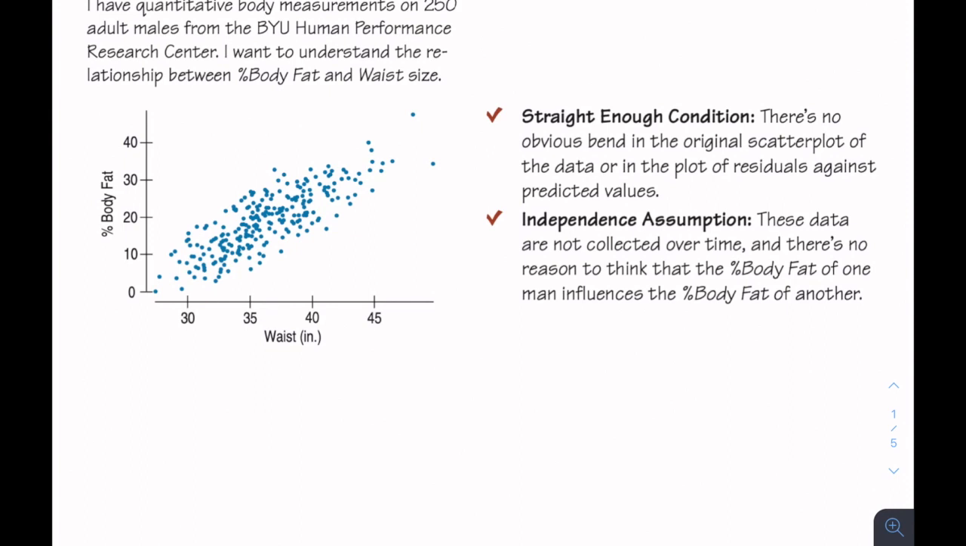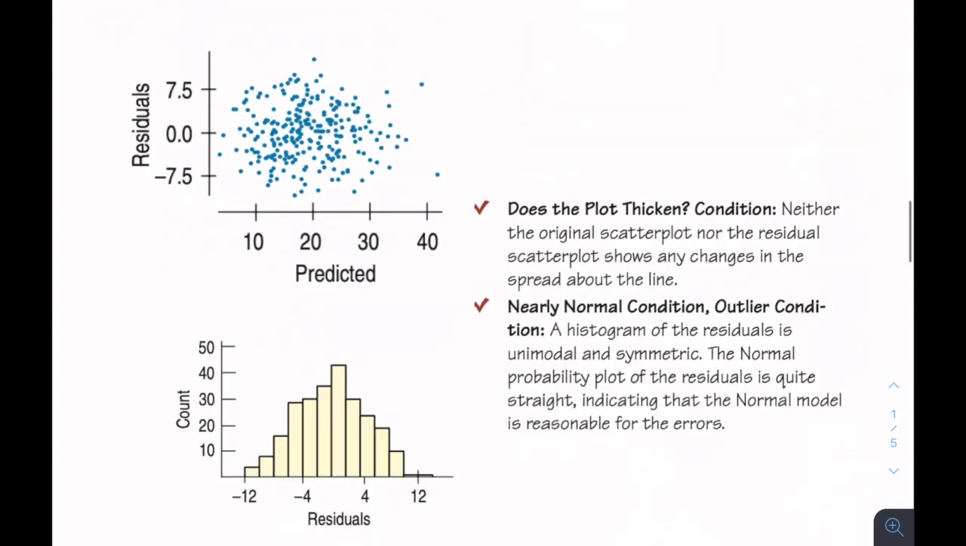We also need to check the independence assumption. These data are not collected over time, so we don't have to compare the residuals to time, and there's no reason to think that the percent body fat of one man influences the percent body fat of another man. Then we look at the residuals: the residual plot, a histogram of the residuals, and the normal probability plot. Neither the original scatter plot nor the residual scatter plot shows any changes in the spread of the line, which is good.